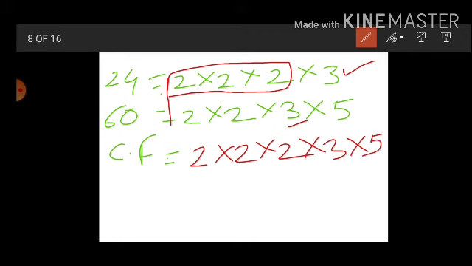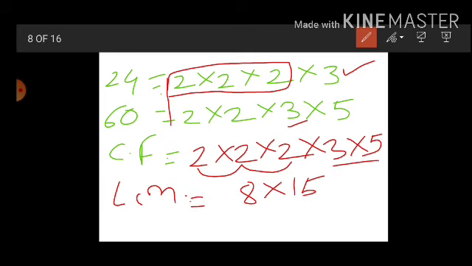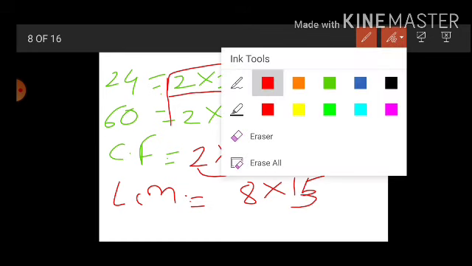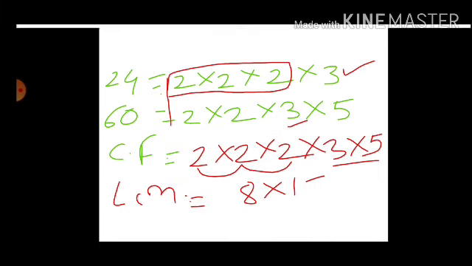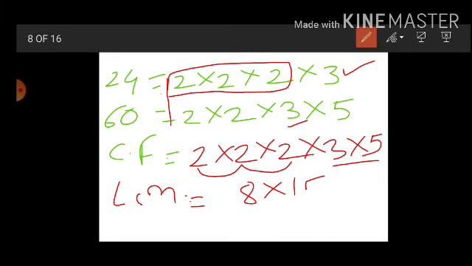Okay students. So our LCM is 2 2s are 4, 4 2s are 8, 8 multiplied by 15, 3 5s are 15. So 8 15s are 120. What is the LCM of 24 and 60? 120.